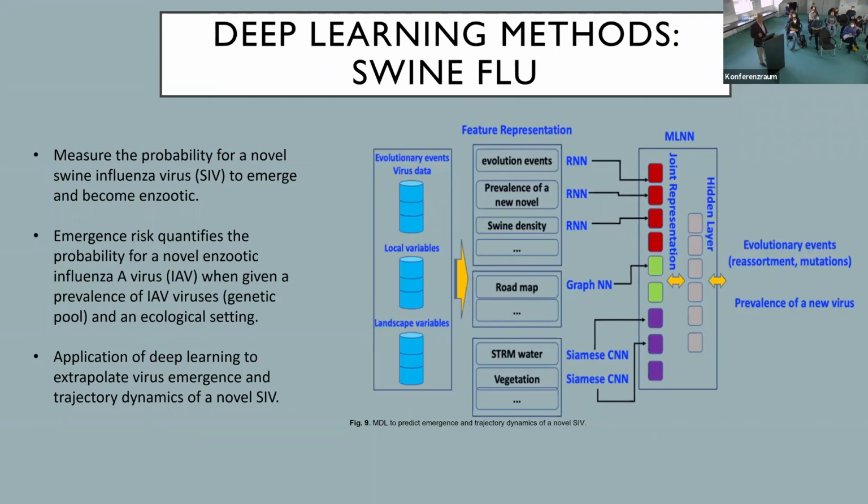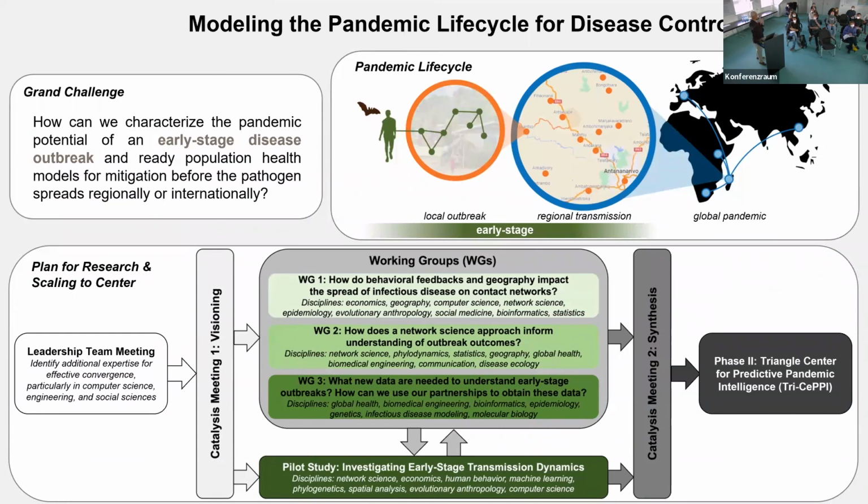So I'm going to come back to this slide, and say that what I just brought you through was a very ecological approach to looking at flu viruses. But there's a lot more, and you all are from different disciplines and different methodological backgrounds. I'm going to say what I said at the beginning, which is there needs to be more than just that team of people with the expertise that we have in our group on swine influenza virus to be able to do what we say we're going to try to do in that grand challenge: to characterize pandemic potential in an early stage disease outbreak and ready population health models for mitigation before that pathogen spreads regionally or internationally. We know it's going to happen again. There's no question about it.